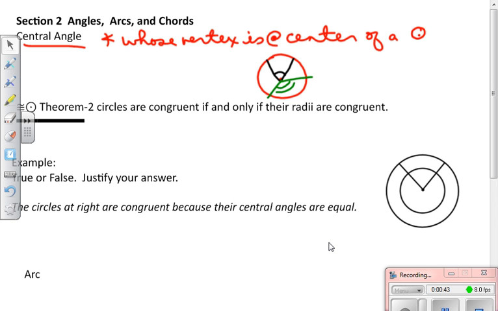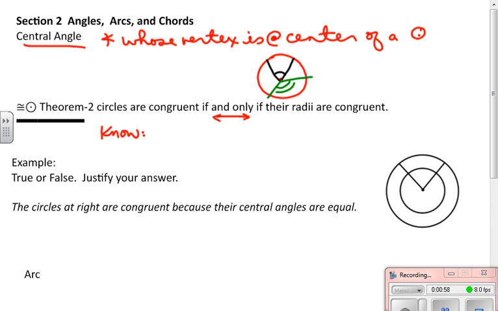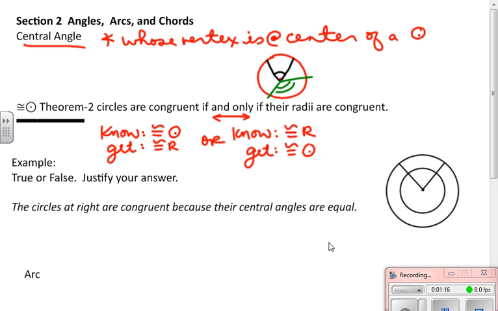Our first theorem is the congruent circles theorem, which says two circles are congruent if and only if their radii are congruent. And remember, that works both ways. So if you know congruent circles, then you get congruent radii, or if you know congruent radii, you get congruent circles. And that should feel pretty good because the circle radius is really the only movable dimension, so to speak, of a circle.